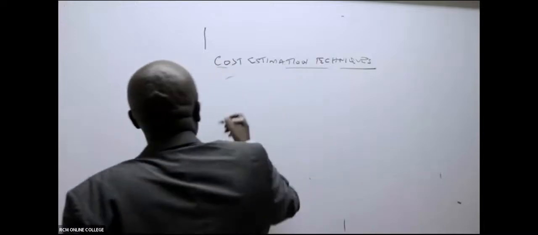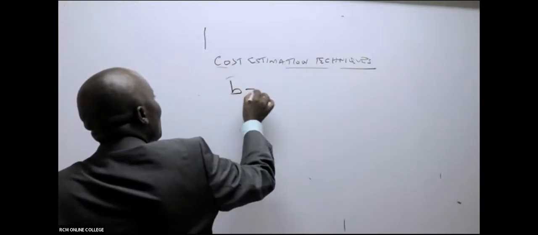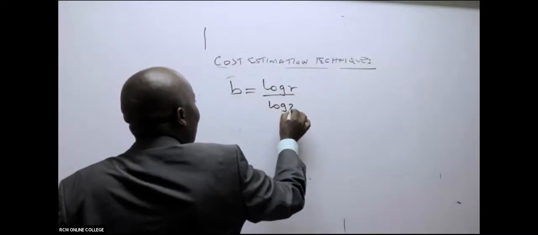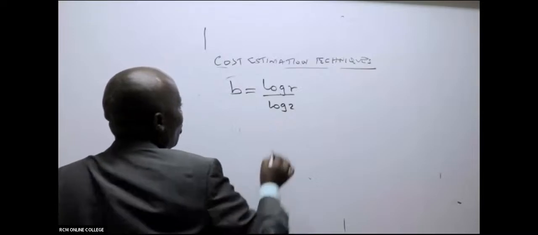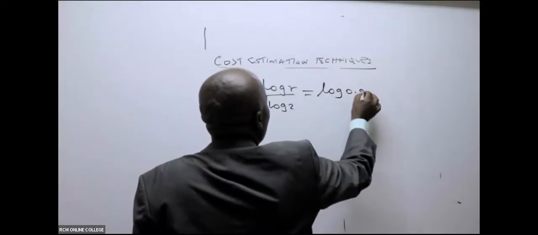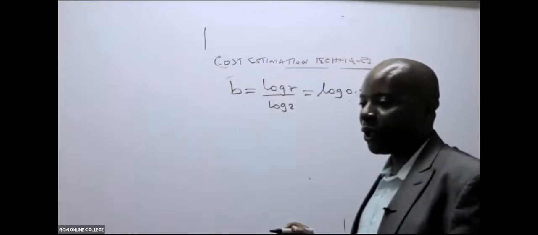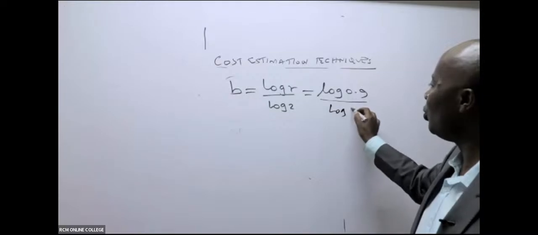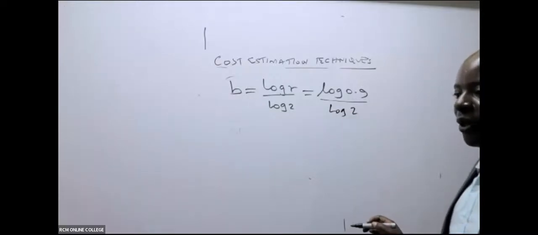To get B, ladies and gentlemen, this is normally what we do. The formula is logarithm of R divided by logarithm of 2. R is 90%, isn't it? So it will be log of 0.9, divided by log 2.